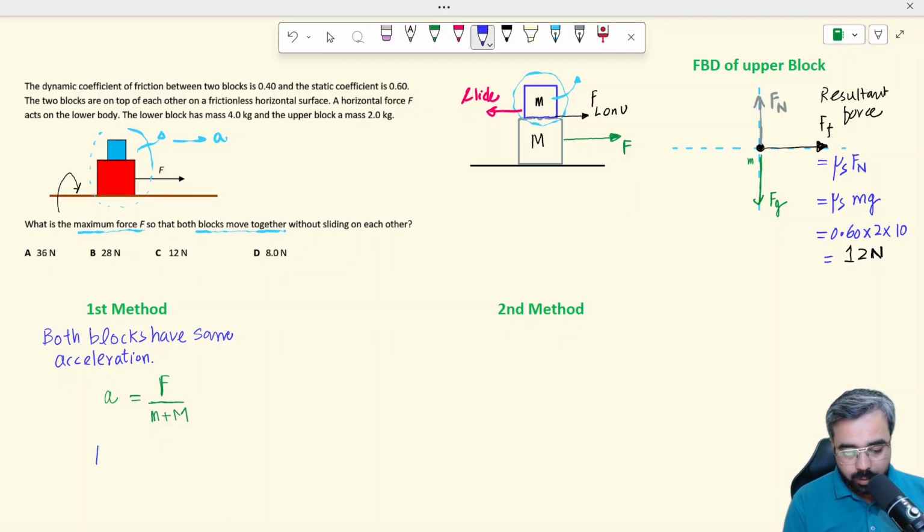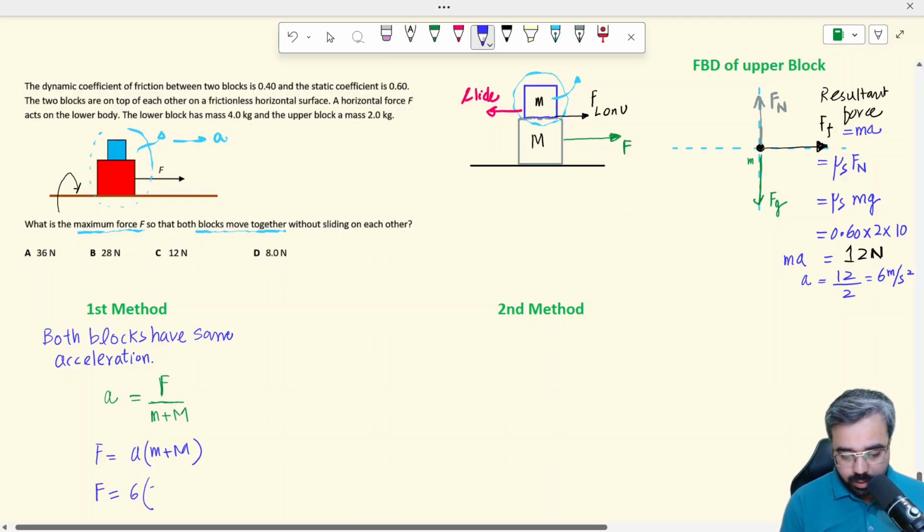Okay, so we want to find the maximum force. You can adjust this on the other side. All right, we can find the acceleration from this equation, dear students, which equals small ma, because this was the resultant force. So you can find the acceleration from here: 12 over the mass, that is 2. So the answer is 6 meters per second squared. We can put the value here and that will be our answer. So 6 times (2 plus 4). So that is, dear students, 36 newtons is our answer.